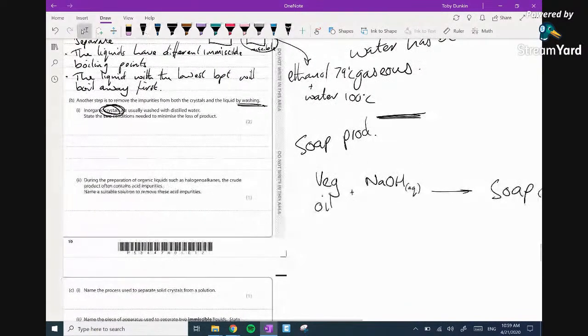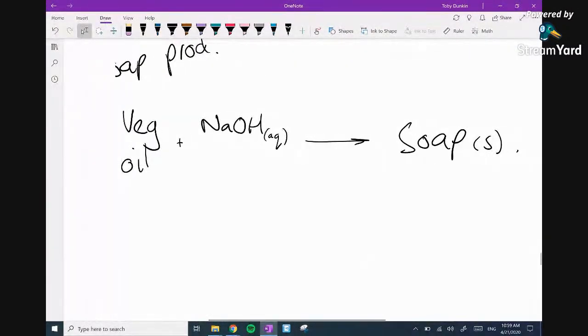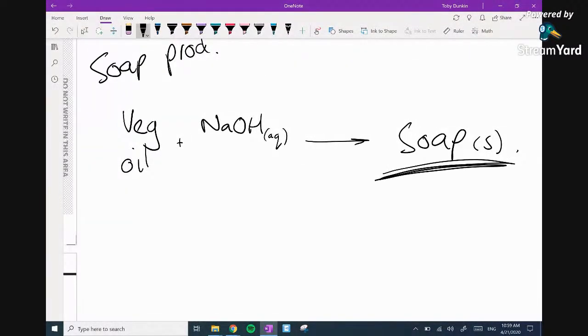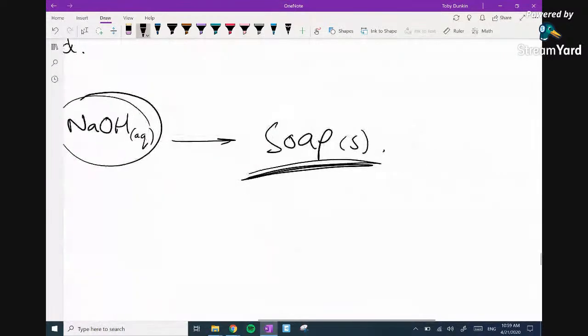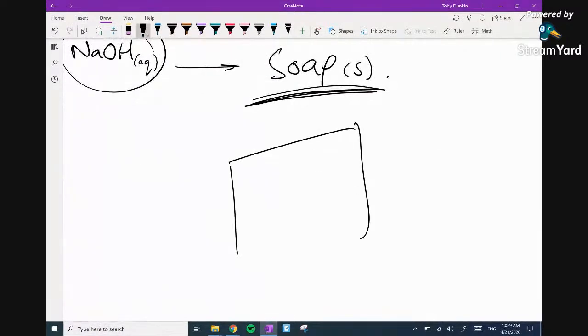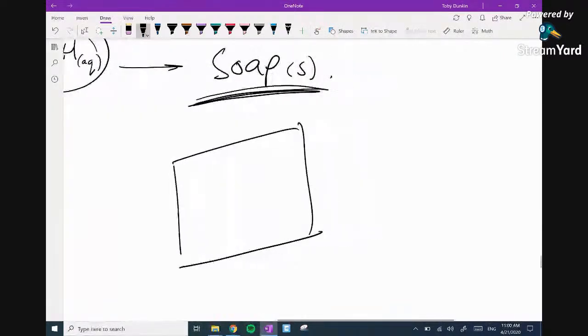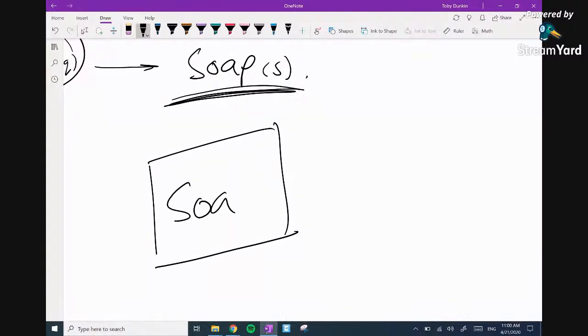So if you then wanted to purify, to clean your soap at the end, what do you think we're going to be washing away? We're going to be washing away sodium hydroxide, and we're going to be washing away any leftover vegetable oil. Well, we know that once we've got our soap bar, there's our soap bar.